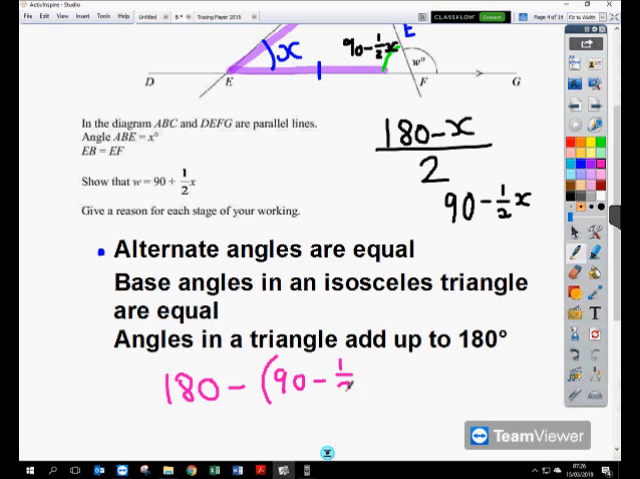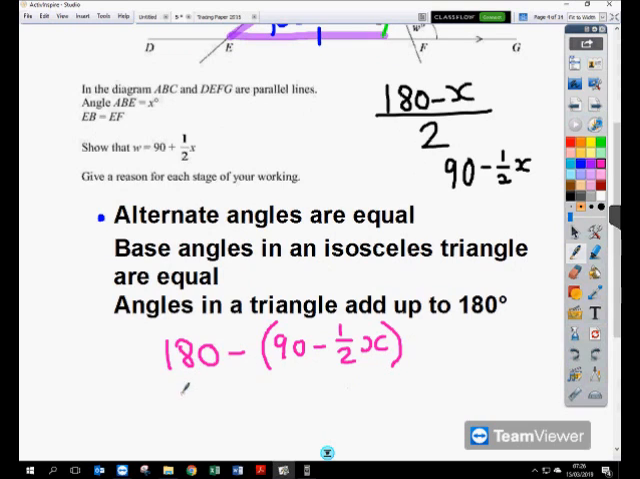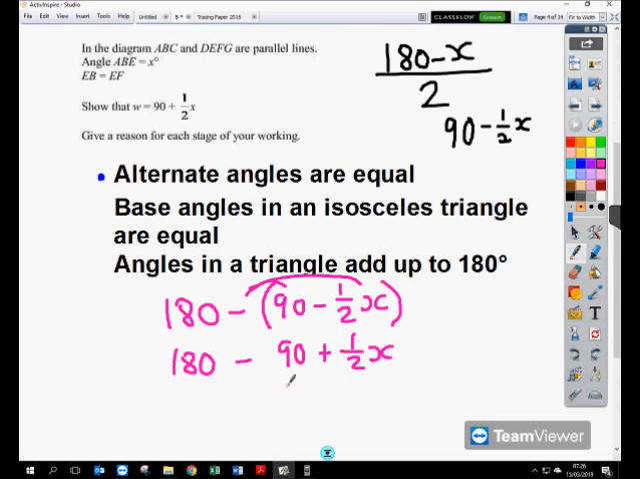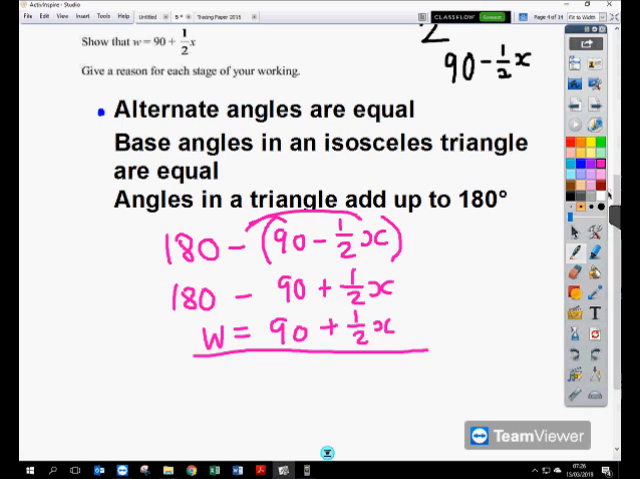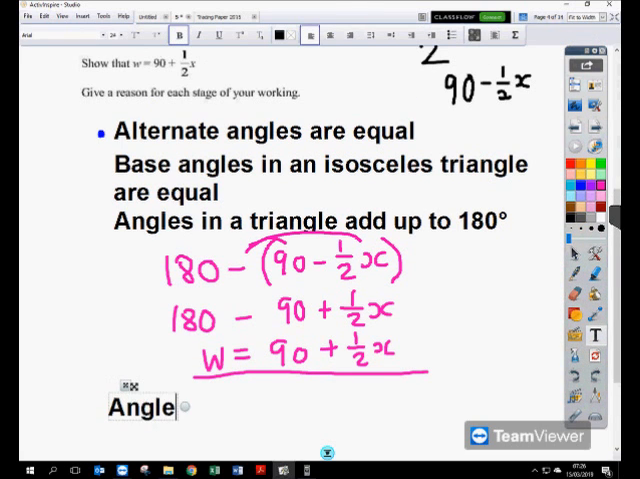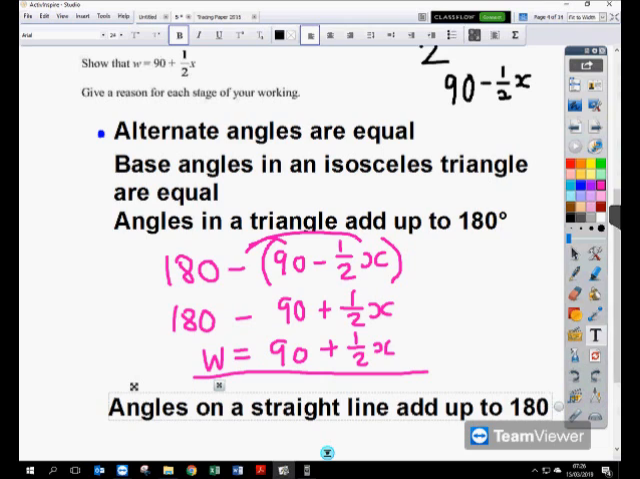You have to write this in brackets, because when you apply the minus to the bracket, remember, you're not multiplying the bracket by 180, you're just applying the negative to the bracket like this. So that makes a minus 90, and here you have a negative and a negative, which are multiplied together to produce a positive. So you end up with something like this: 90 plus half x. And this is what W is equal to. So W is equal to 90 plus half x. Now, I have used another fact there, which is angles on a straight line add up to 180 degrees. Okay, that's enough for 4 marks.